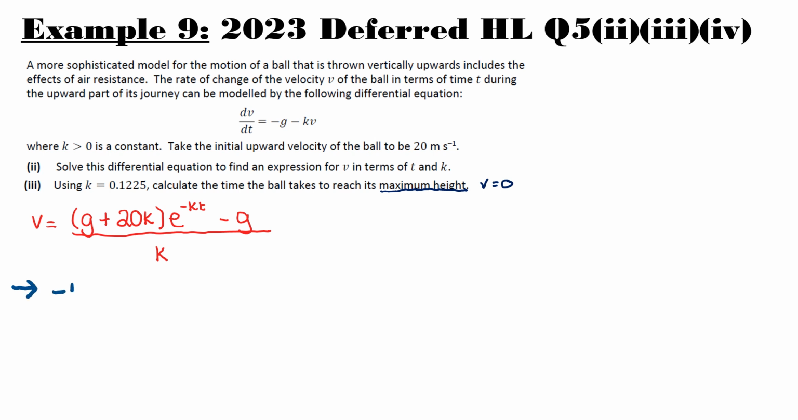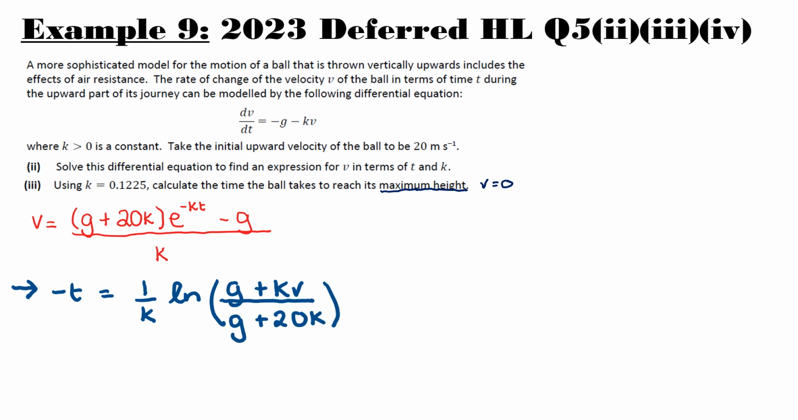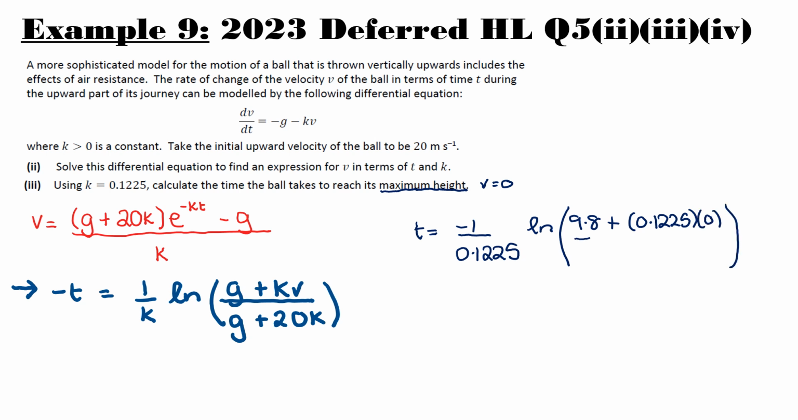So I'm going to go back to the line that looks like minus t equals 1 over k, natural log of g plus kv over g plus 20k. That has nearly got t isolated. So what we're going to do then is simply change the sign. So t equals minus 1 over k, so that's 0.1225, natural log of g, which is 9.8, plus k, 0.1225, times our velocity, which is 0, all over g, sorry, I'll put in 9.8 plus 20 times 0.1225. We're putting this in the calculator. That bit's going to disappear, so I'm not even going to put that bit into the calculator. We can go straight to our calculator and it's going to give us our time straight out. No rearranging or solving required. This is a simple calculation.